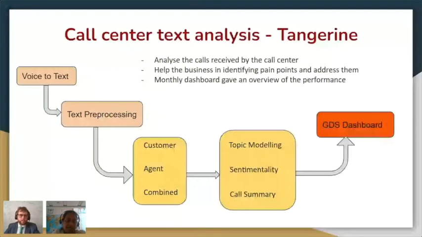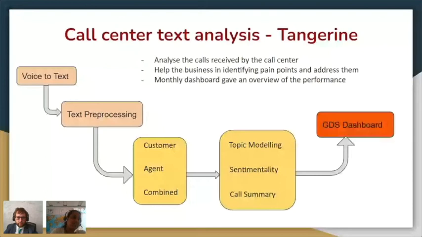So, as I said, the first step is converting from voice to text, and then you go through standard NLP pre-processing. And then comes the interesting part, because this is a conversation between the customer who calls in and the agent. We were able to separate out the customer part of the conversation, the agent part of the conversation, as well as the combined part of the conversation. And for these three different sets, we did topic modeling, figuring out what is the main topic of conversation.